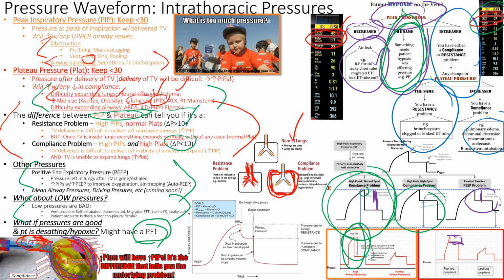Okay, so what's the magic number? You want your PIPs and plateaus less than what?